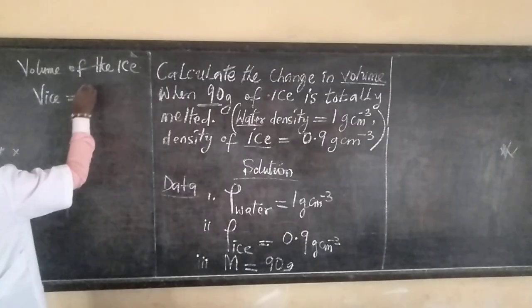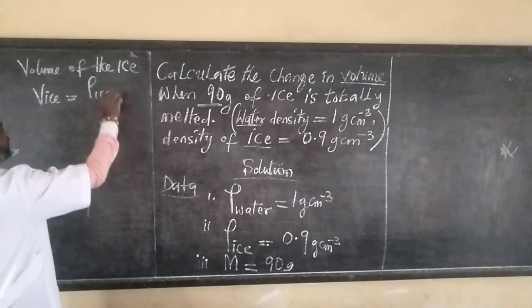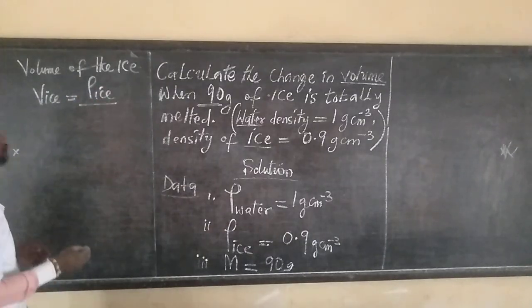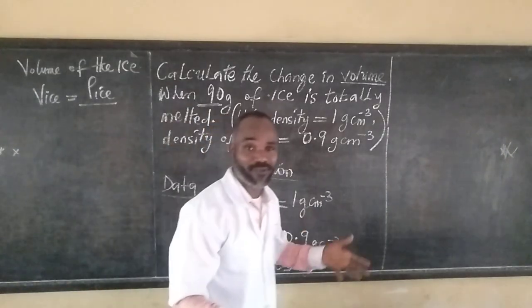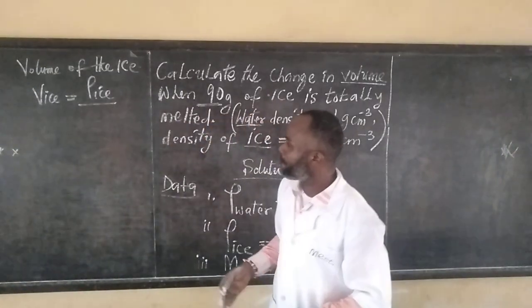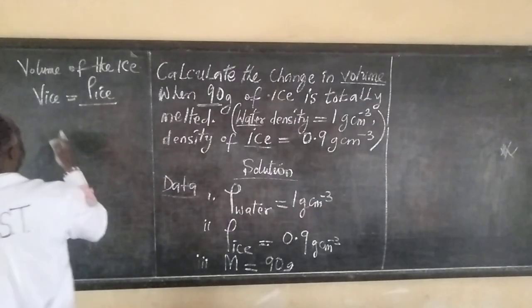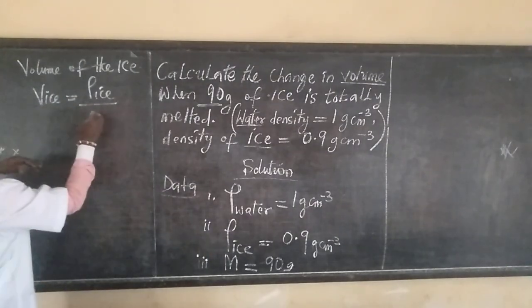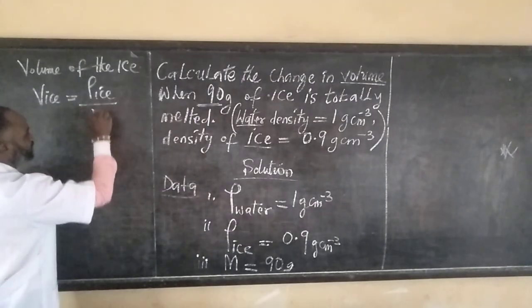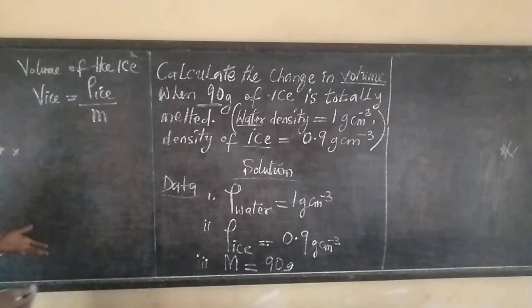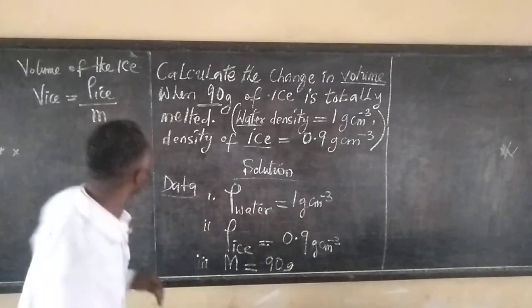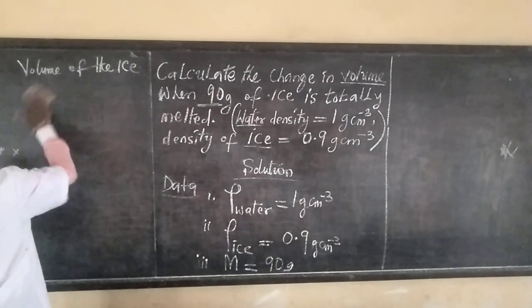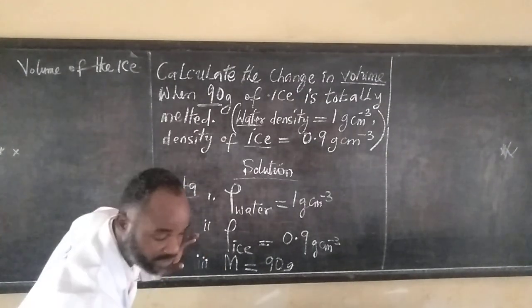is equal to the density of ice all over what? Because density is mass over volume, so what should happen here? Let's check the formula we're going to use. Let's cross-check if it works.